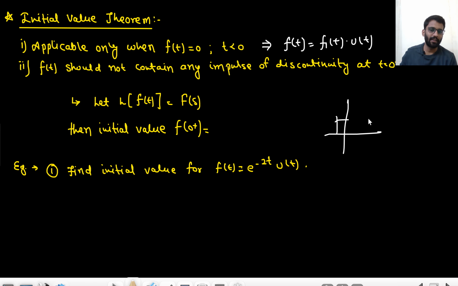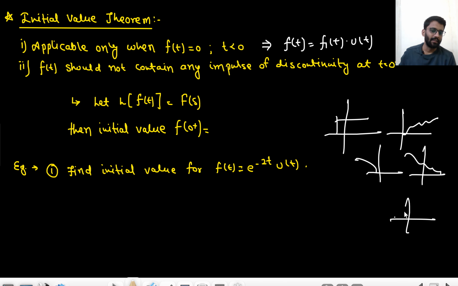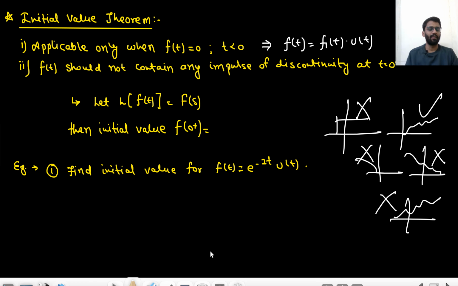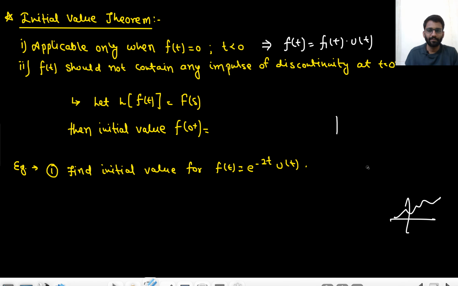That means this cannot happen. This kind of waveform cannot be there. Only these kind of waveform can be there. Here it will not be applicable. Here not applicable. Only here applicable, where f(t) should be 0 for t less than 0. And it shouldn't have any discontinuity. It shouldn't contain any impulse or discontinuity.